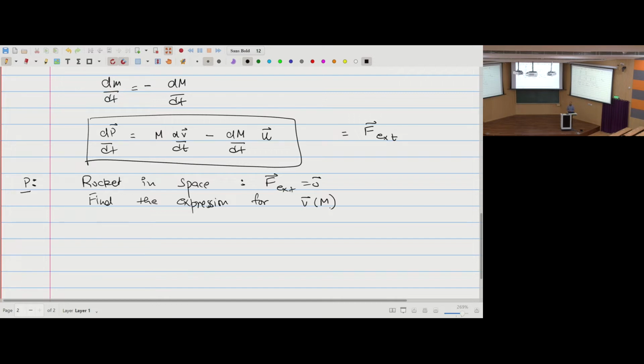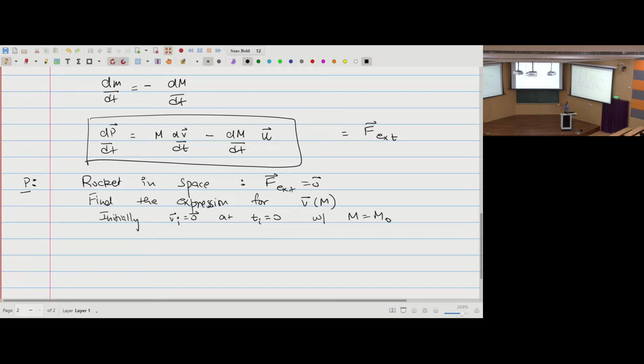So we want to find out how this velocity of the rocket, because the rocket is accelerating as the fuel burns, depends on the mass of the rocket, given that you start with a certain velocity and certain mass. So let's say initially it's given to us that the rocket starts with a velocity of 0. So it starts with a 0 velocity at a time initial equal to 0. And the mass of the rocket at that time was m0.